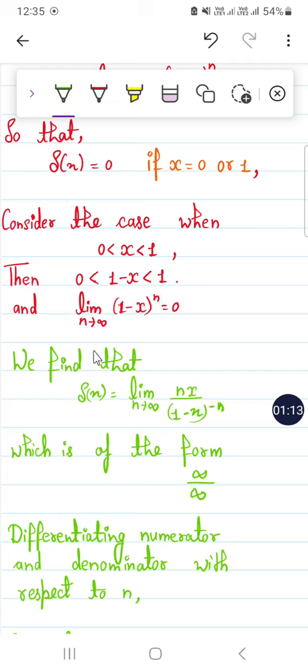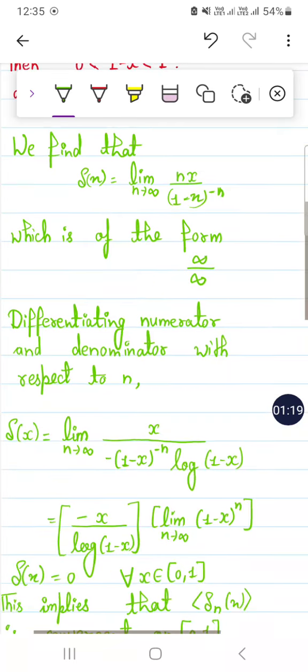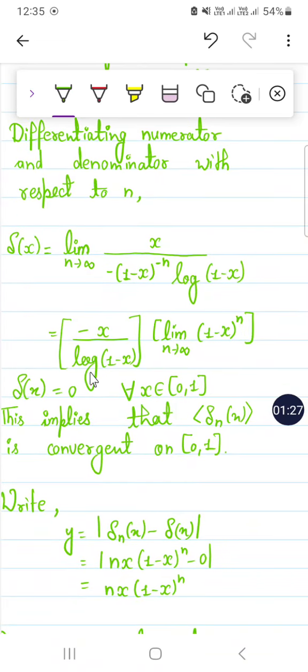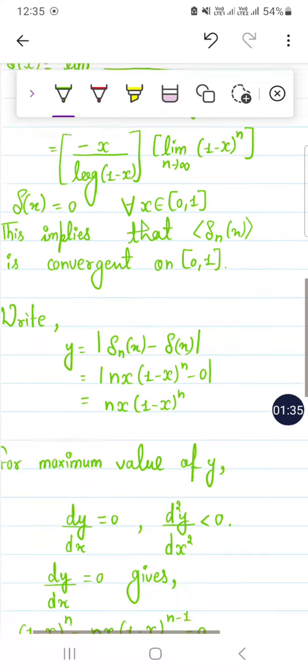At n tending to infinity, we will find S(x) is equal to the limit of nx upon (1 − x)^(−n), which is of the form infinity upon infinity, so differentiating numerator and denominator with respect to n, the limit becomes 0 for all x in the closed interval. This implies that Sn(x) is convergent on the closed interval [0, 1].